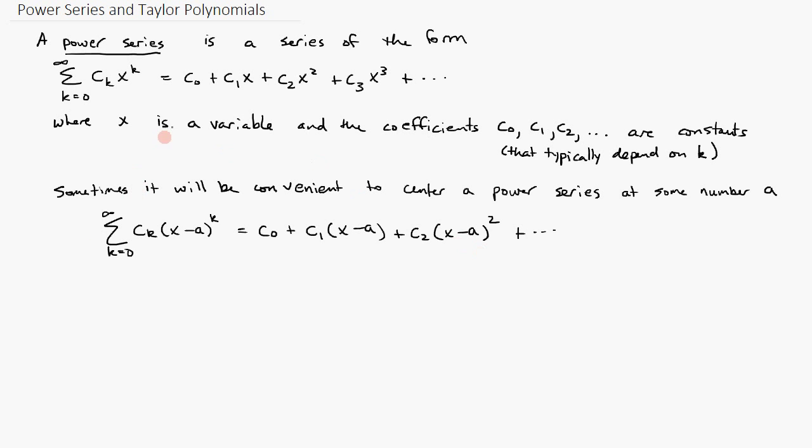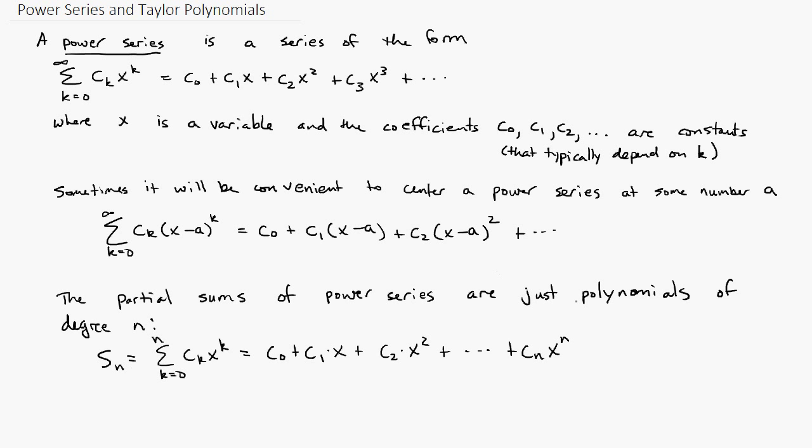Sometimes it's going to be convenient to center a power series at some number a, and then we'll write the series in this form, so we replace x with x minus a in each of the terms. Part of the usefulness of power series, we'll see, is that the partial sums of power series are just ordinary polynomials of degree n. So if you write out the partial sums, it just looks like this.